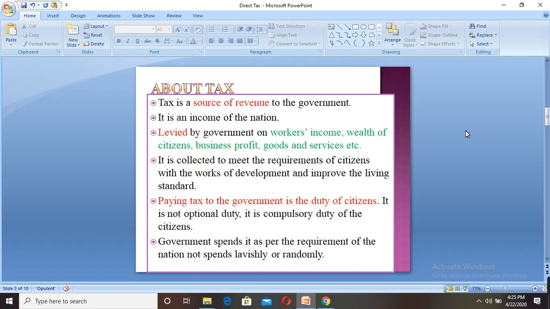What is tax? Tax is a source of revenue to the government, and simply speaking, it is an income of the nation. On the other hand, it is a compulsory financial charge levied by the government on workers' income, wealth of citizens, business profit, goods and services. Tax is essential for the nation for different purposes. Tax is necessary to allocate the amount for national defense.